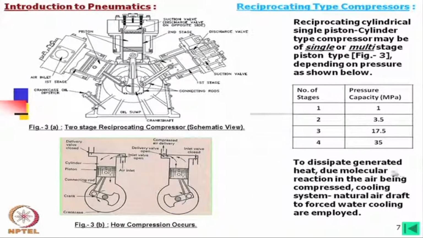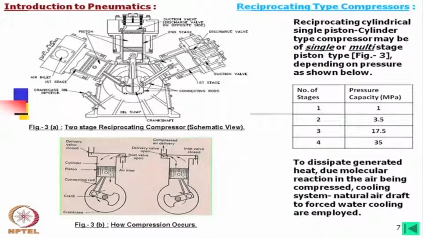To dissipate the generated heat due to molecular reaction in the air being compressed: if you compress the air, you will find that heat is being generated. Cooling systems, from natural air draft to forced water cooling, are employed.